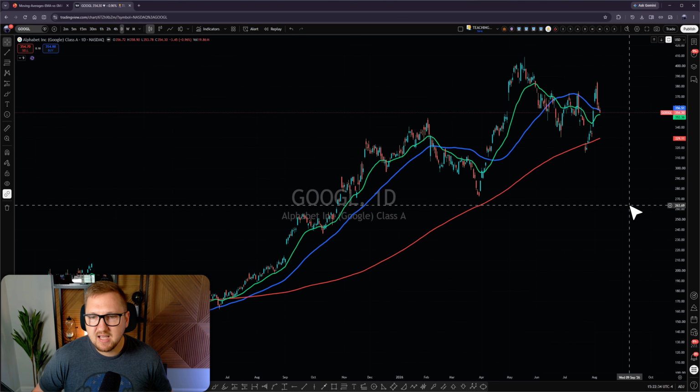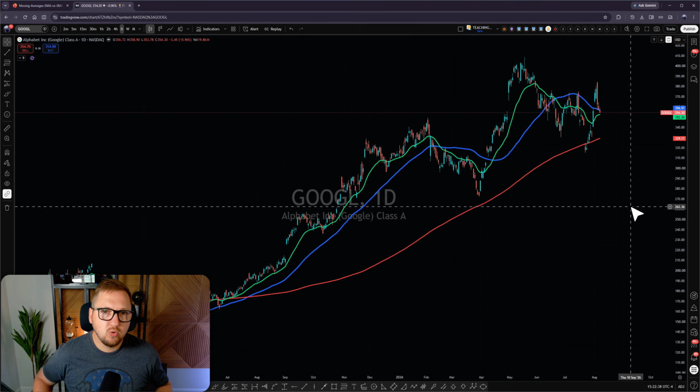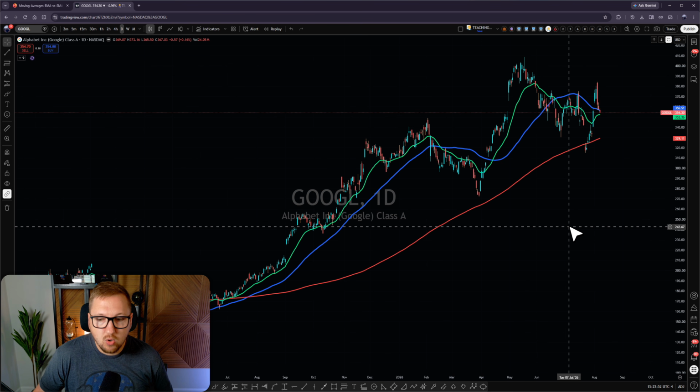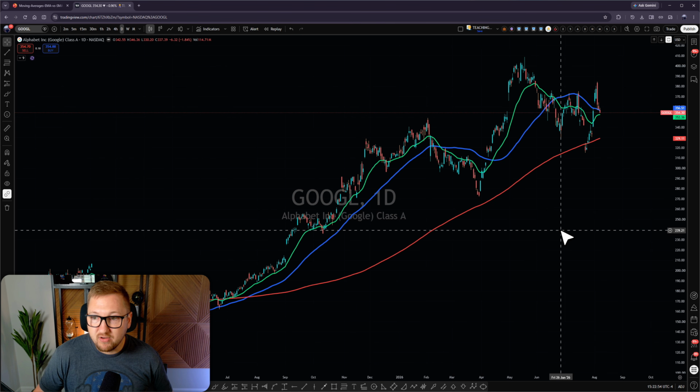So you kind of see how these EMAs and SMAs can really help you see the overall trend. They can show you, they could be support in an uptrend, they could be resistance in a downtrend. They can show you where the momentum lies and what the overall trend and momentum is doing in any given stock or index or whatever, right?